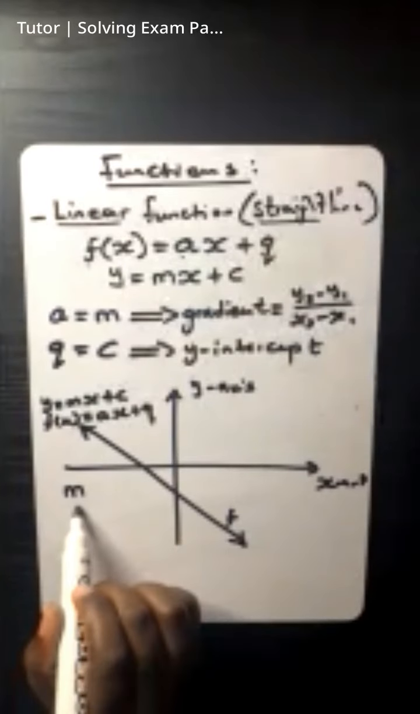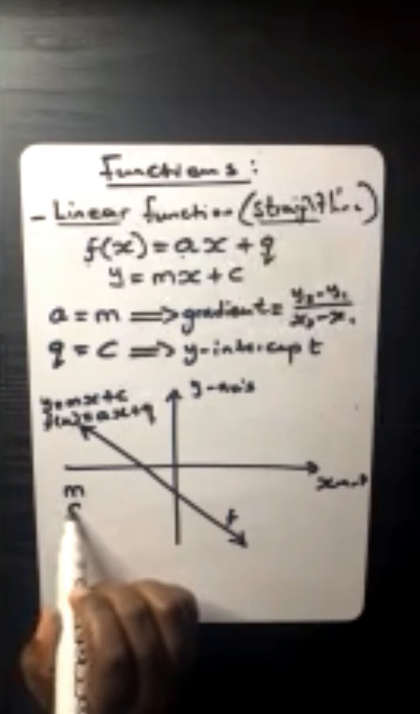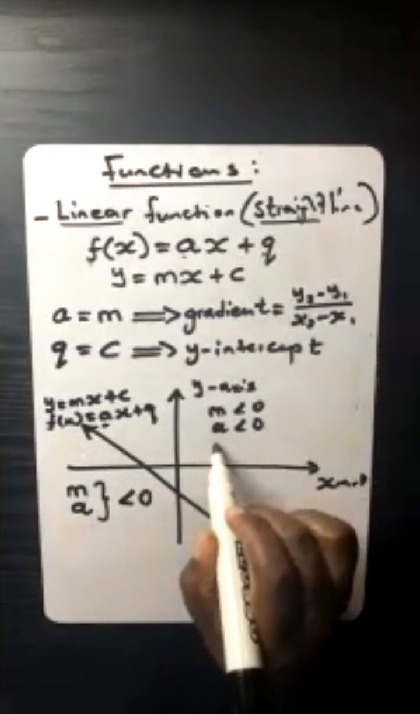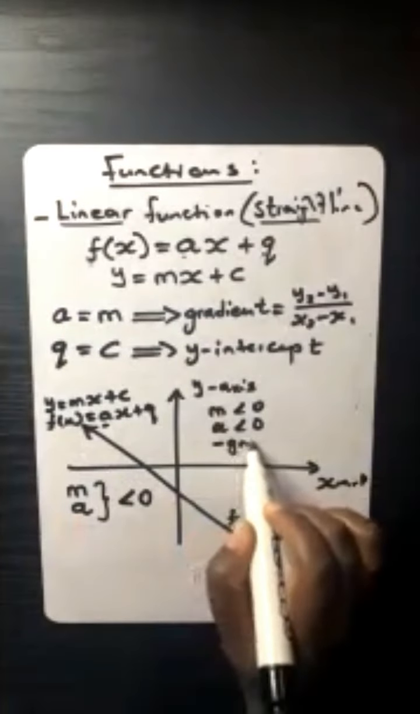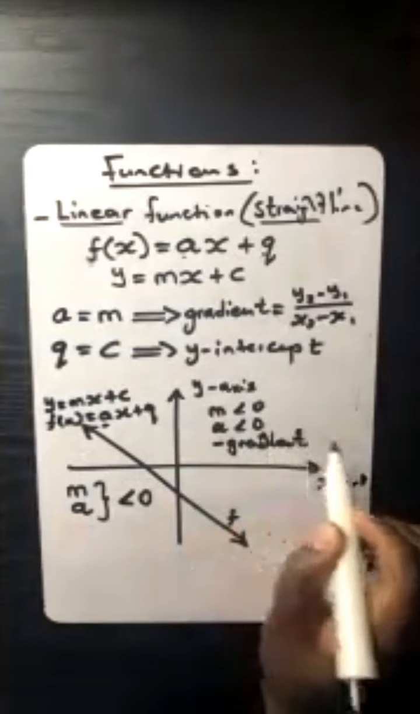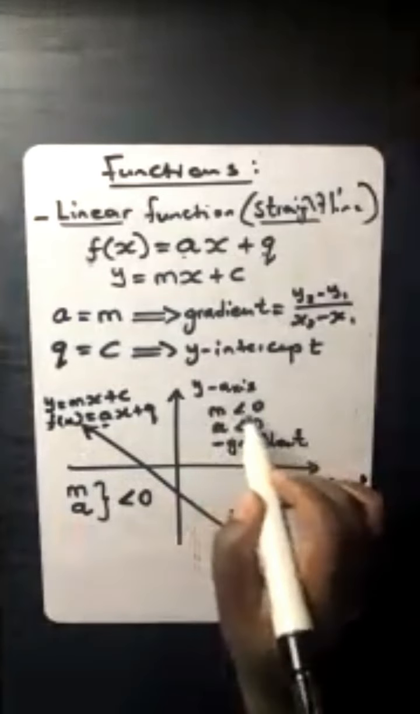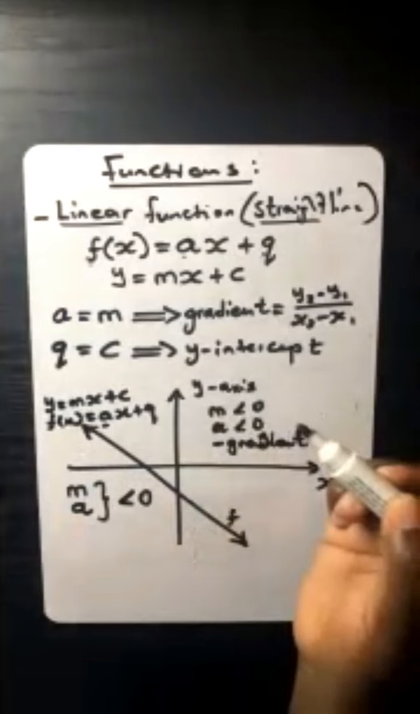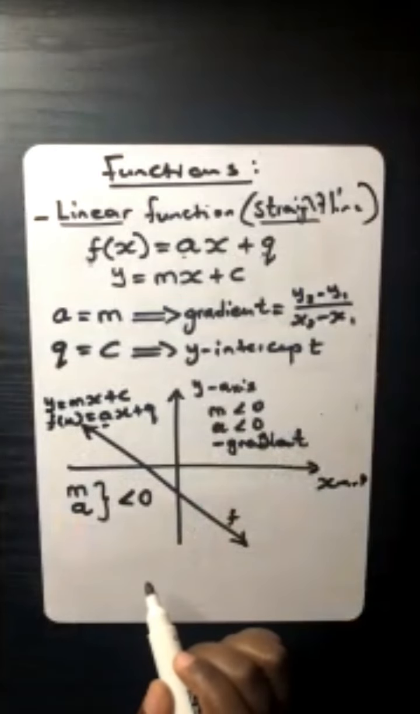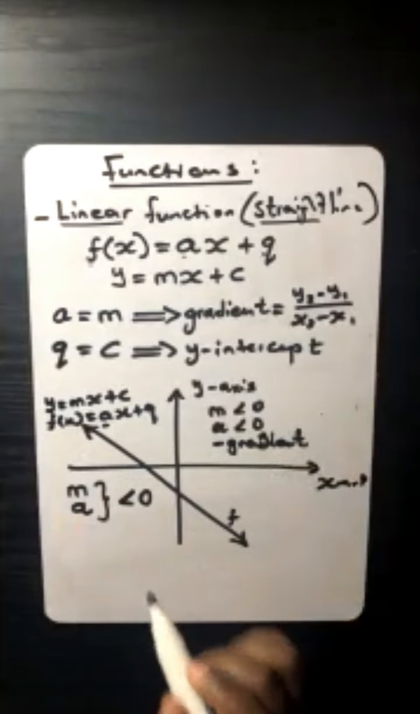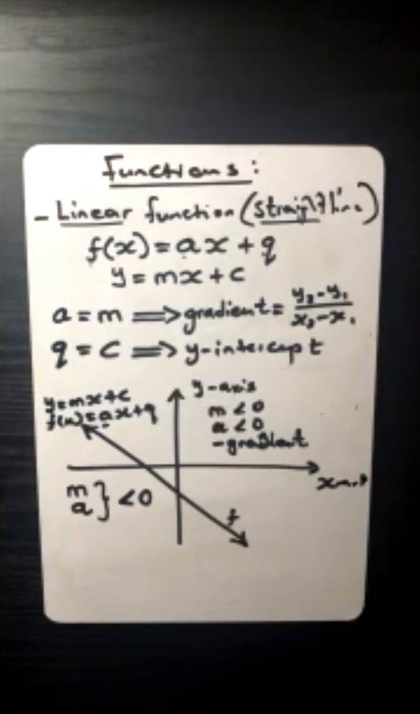Because the gradient is negative, we say that's where we have a negative gradient. Every time they say something is less than 0, in other words, they are saying it's a negative value. So guys, do you understand that part that I've explained so far?